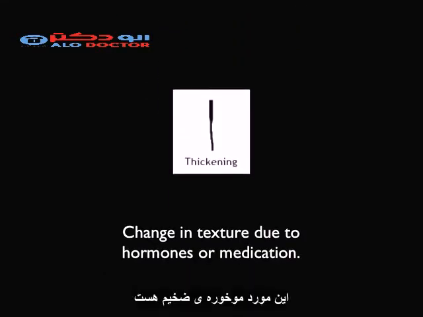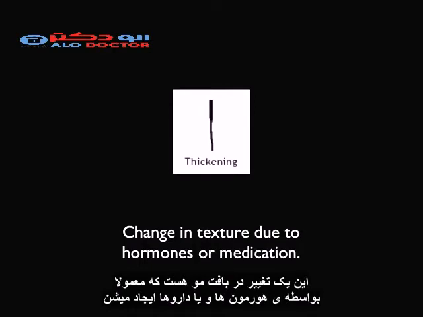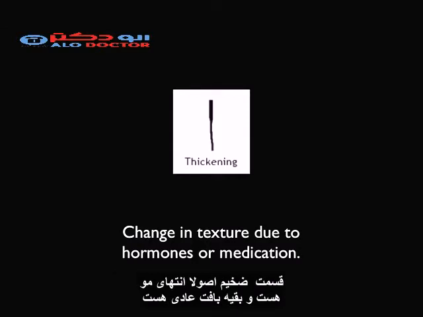This is the thickening. This is a change in texture, usually due to hormones or medication. The thick part is basically the end, and the rest is normal texture. This can also be maybe gray hair.